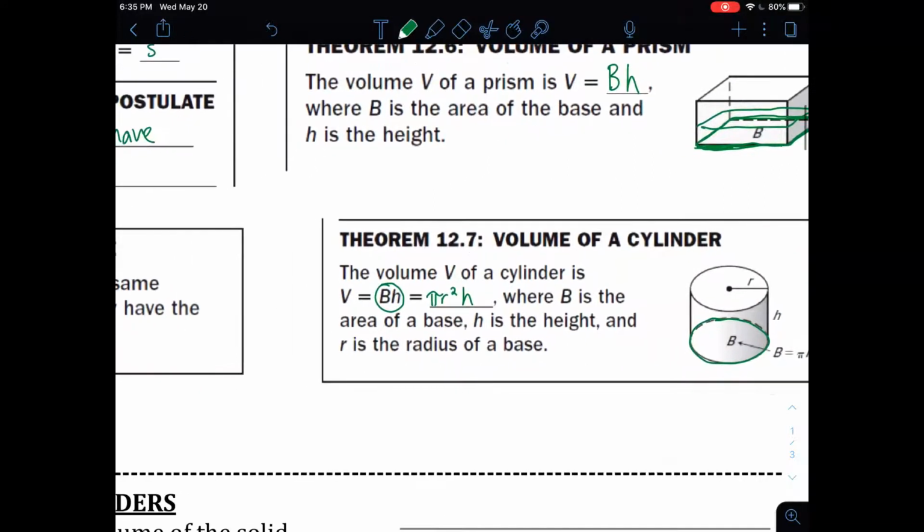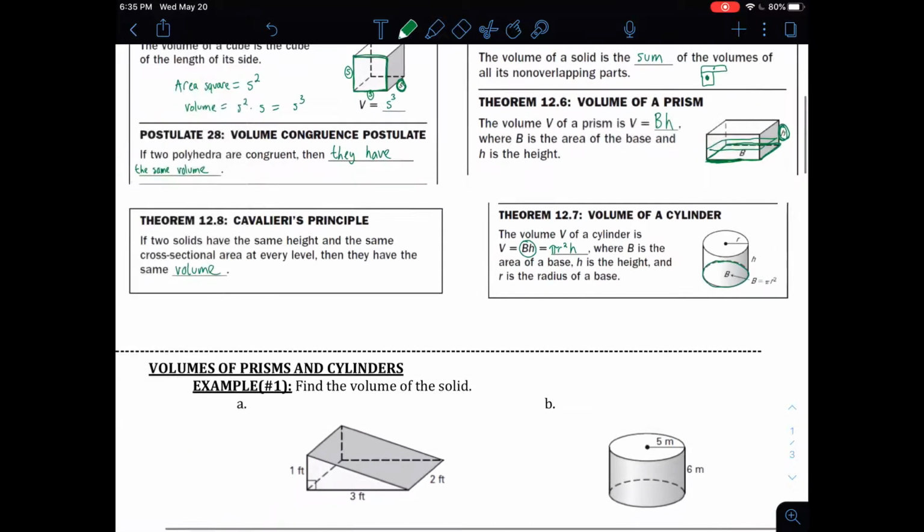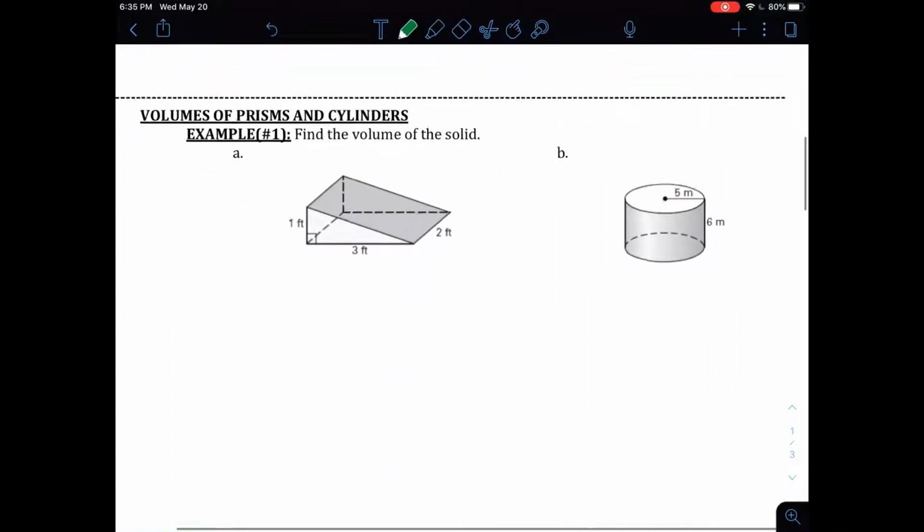Okay? All right. And I think that's it for that page. So let's go ahead and find some volumes of prisms and cylinders.